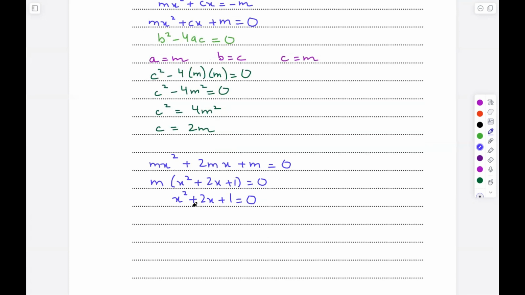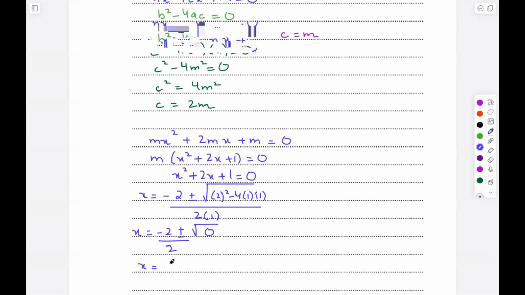Factorizing this, we'll get the value. So we can use the quadratic formula to find the value of x. So x will be equal to minus 2 plus minus the square root of b squared, so that is 2 squared minus 4 into 1, upon 2 into 1. So x will be equal to minus 2 plus minus the square root of 4 minus 4, which is the square root of 0, upon 2. So the value of x will be equal to minus 1.